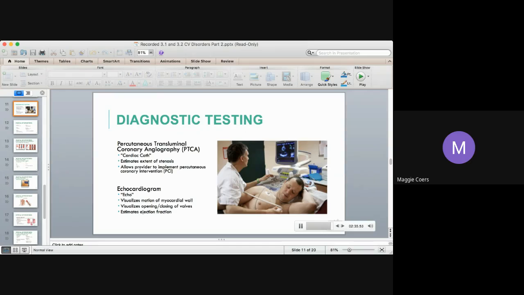All right, we're going to talk about ejection fraction in this cardiovascular lecture as well. But an echo estimates ejection fraction, which is really an important part to see how much blood the heart is actually pumping out. Okay, so how much blood is being pumped out of the heart to get to the tissue.